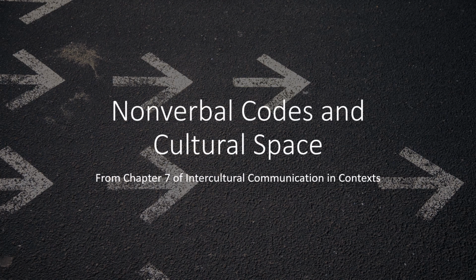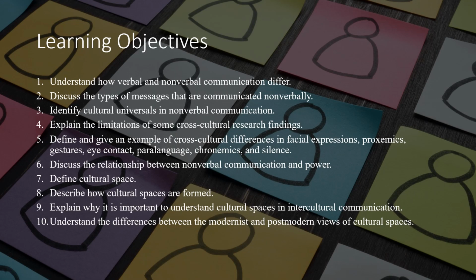Welcome to Chapter 7, Nonverbal Codes and Cultural Space. In this chapter, we're looking at how verbal and nonverbal communication differ and the types of communications that are expressed nonverbally. We'll talk about cultural universals in nonverbal communication, as well as differences and how those cross-cultural research findings are limited. We'll talk about cross-cultural differences in things like facial expressions, proxemics, gestures, eye contact, paralanguage, chronemics, and silence.